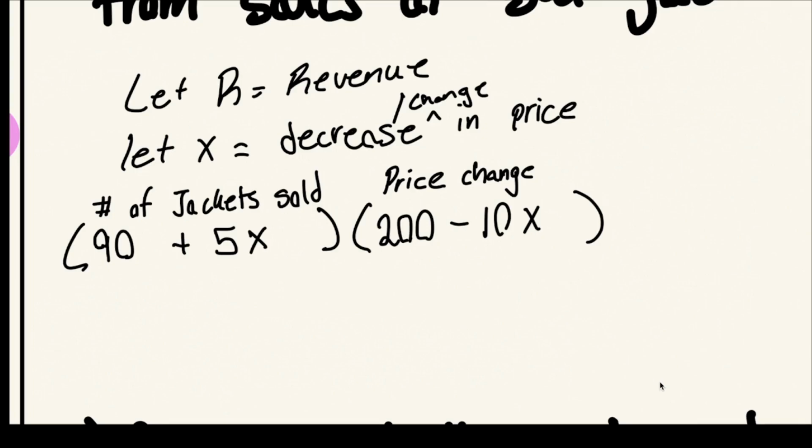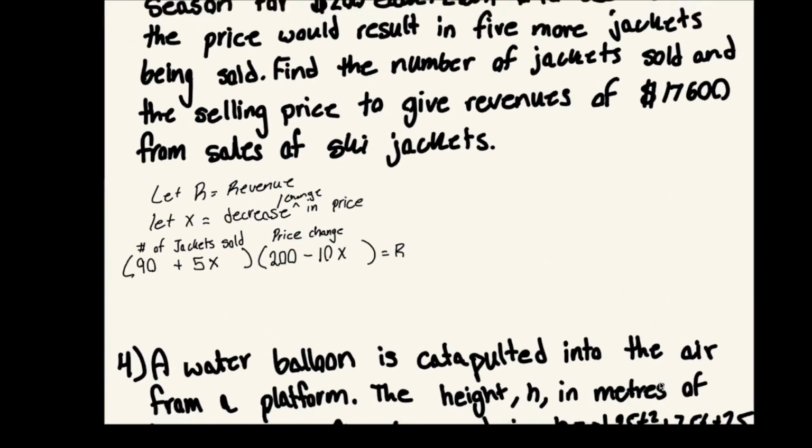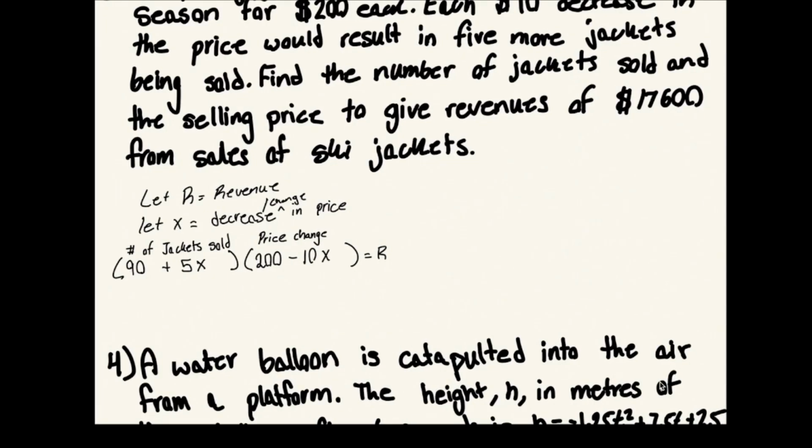Now, I hope that made sense to you, and I hope you grasp that. But maybe if I talk more and go more in depth on why we do some of it, then it should make more sense. So now it says, find the number of jackets sold and the selling price that gives a revenue of $17,600.